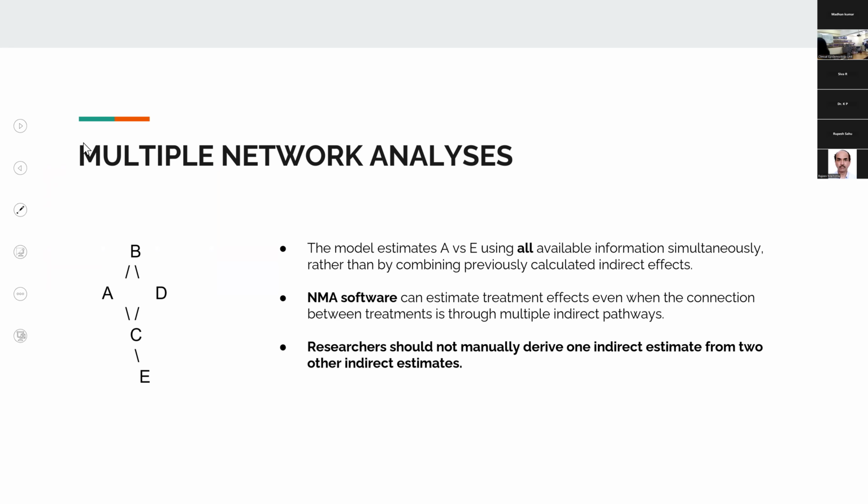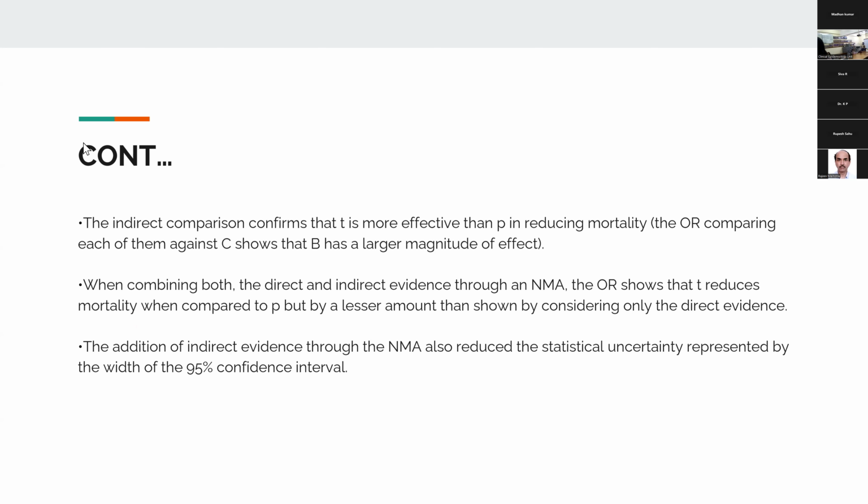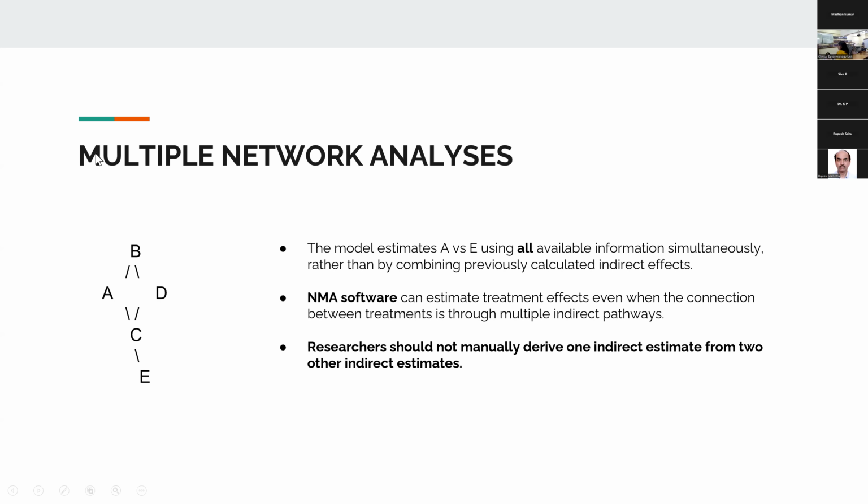So, the concept I wanted to bring about here is, we have a comparison between A and C, and we have a comparison between C and E, right? So, A and E would be the indirect treatment estimate that you get from this triangle. But an actual network meta-analysis doesn't use this arm alone. It will also combine evidence from the A versus D indirect comparison and the D versus E indirect comparison, and use it to inform the A versus E indirect comparison.